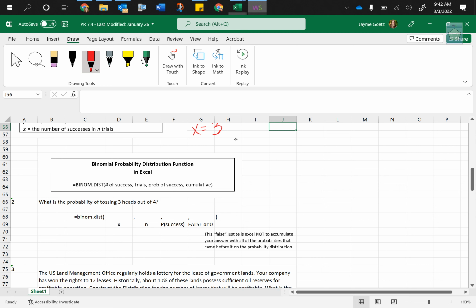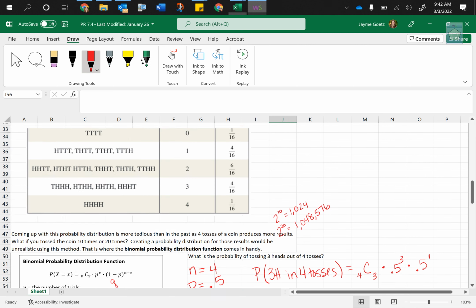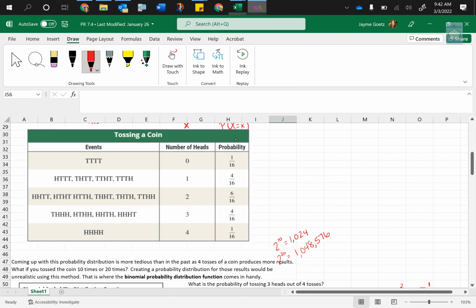This false just tells Excel not to accumulate your answer with all of the probabilities that come before it on the probability distribution. Here's what that means. We know this is my probability distribution for this problem. By putting false, it tells me I only want this number. If you put true or 1, it would give you the accumulation of this number and everything that came before it. So it would give you this one plus this one plus this one plus this one.